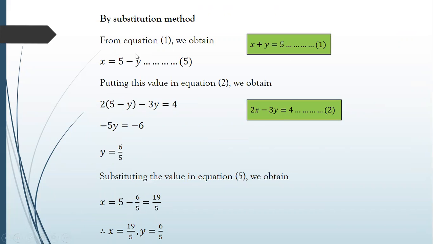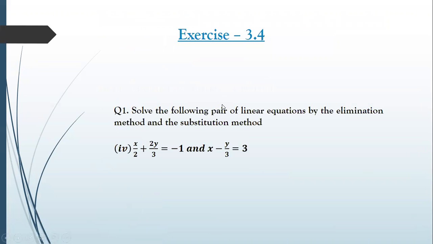Then by substitution method, we are going to write x in terms of y. So x plus y is 5, so x is 5 minus y. Putting this value in equation 2, we get y as 6 by 5. So here also x is 19 by 5, y is 6 by 5. So whatever method you use, you are going to get the same answer.